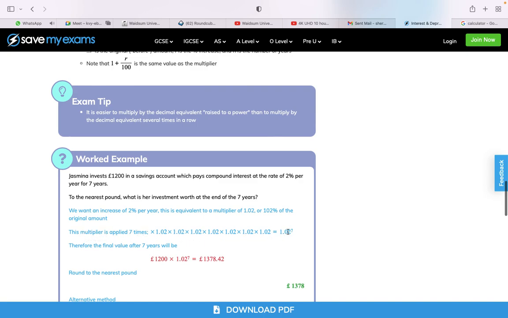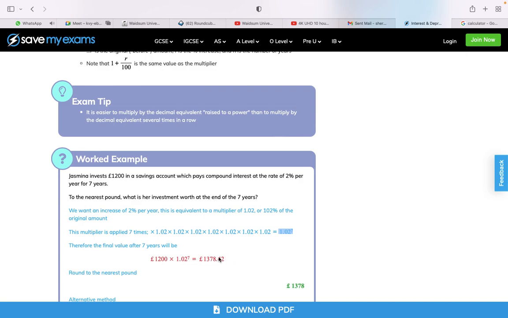If you don't know how to press the calculator to get 1.02 to the power of 7, what you can do is indices, by saying 1.02 times 1.02 times 1.02 in 7 places. Make sure they're up to 7 places: 1, 2, 3, 4, 5, 6, 7. You multiply all of them and you still get the same answer as 1.02 to the power of 7. Is that okay? Whatever you get, you multiply by 1,200, which is the principal, 1,200 pounds. Then you will get 1,378. This is the amount.